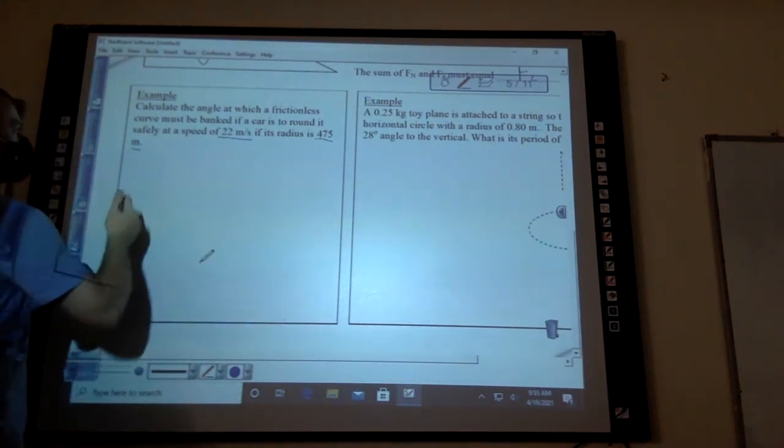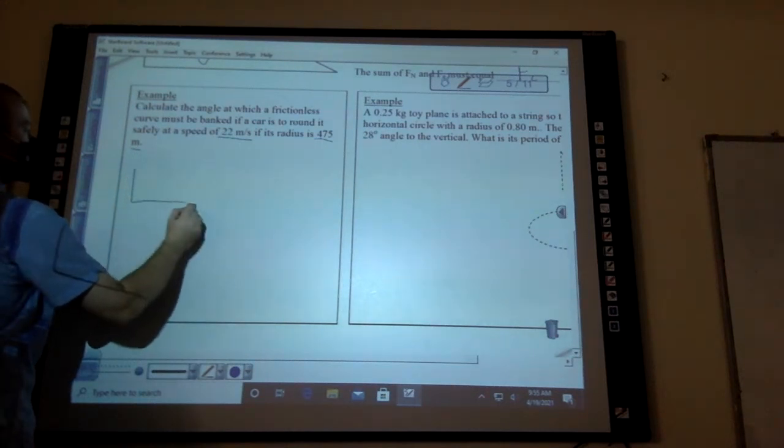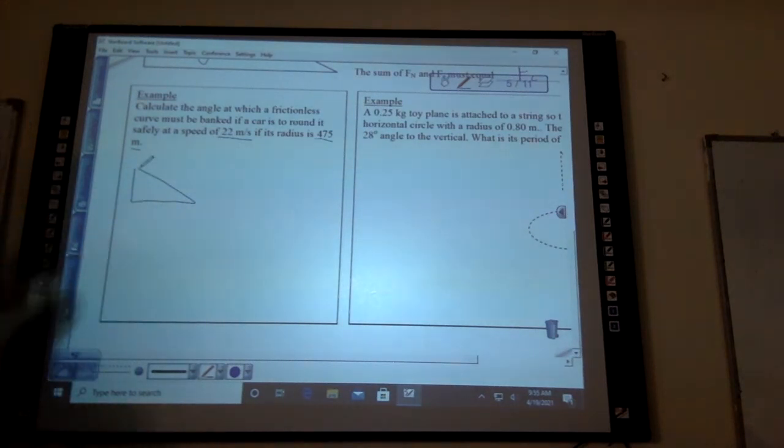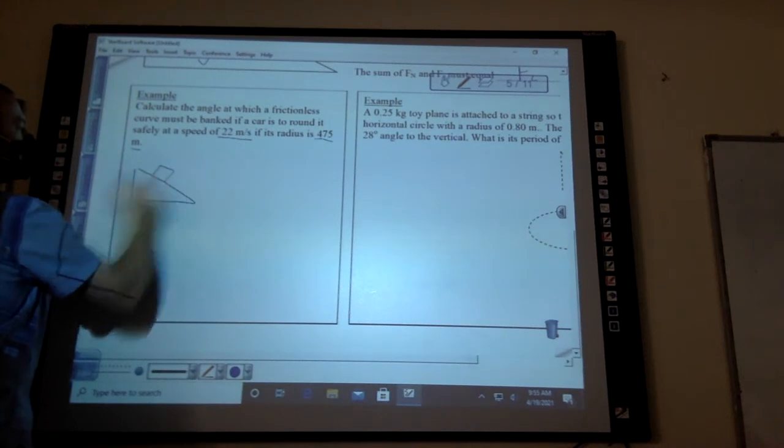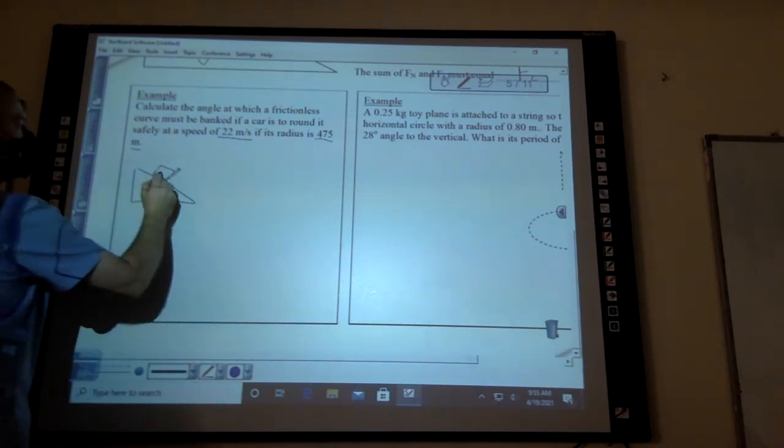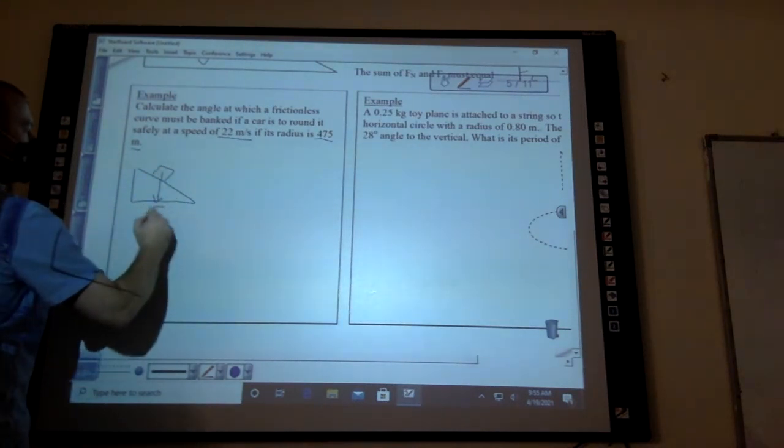So let's draw this out so we can visualize what's happening. Here's our banked curve. Here's our car. We've got an Fg going down like this.